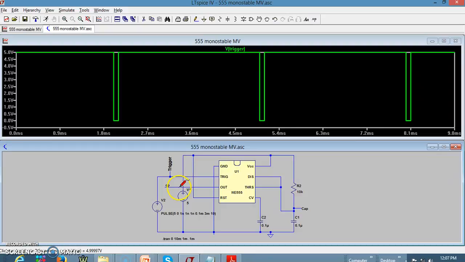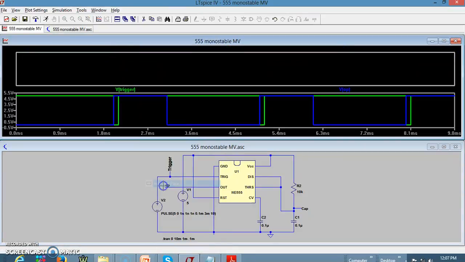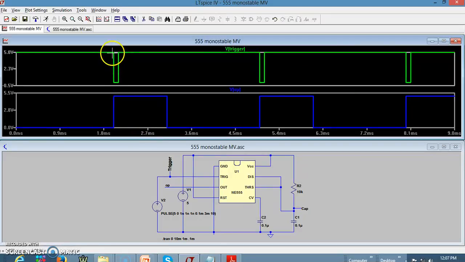Now let us see how the output looks. Let me put it in a different pane so that we can differentiate the output and the trigger. I can see this is the trigger signal. We know that when the trigger is above VTL, the output is 0. So here the output is 0. As soon as the trigger signal goes below VTL, which is 1/3 VCC, the output goes to the high state. It remains in this high state for a predefined time of 1.1 millisecond in this particular case. Once it goes to 1.1 millisecond, it comes down.